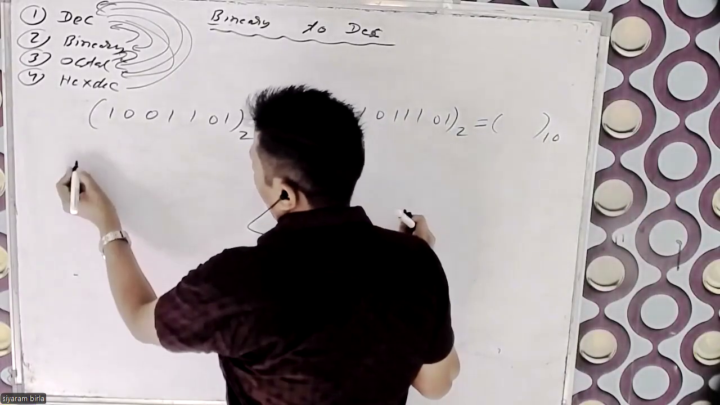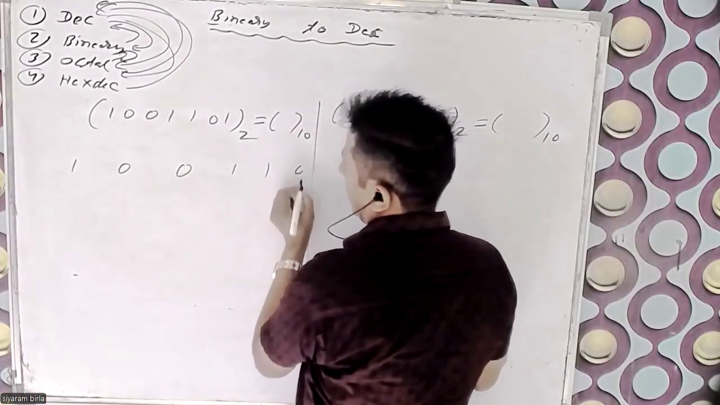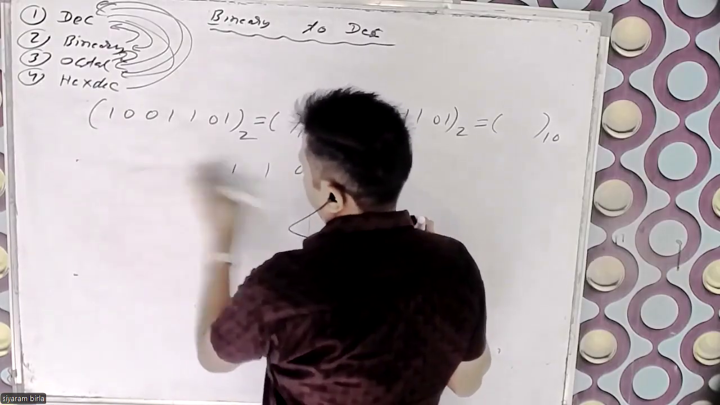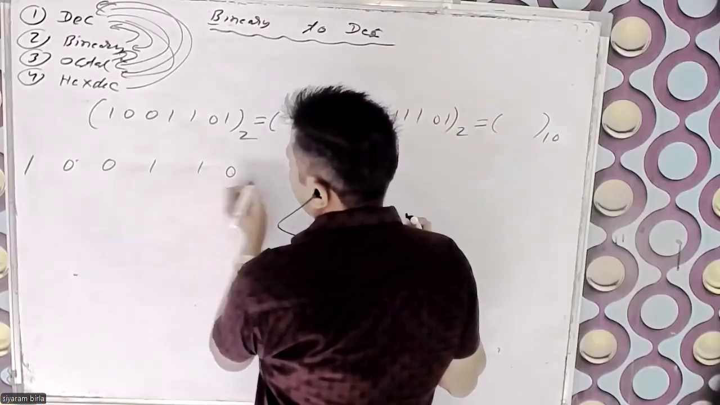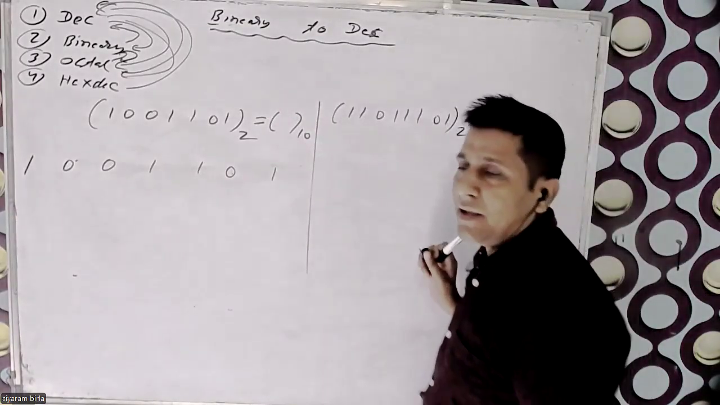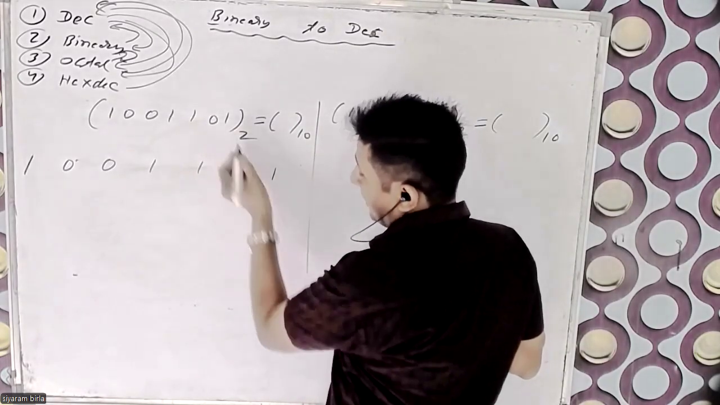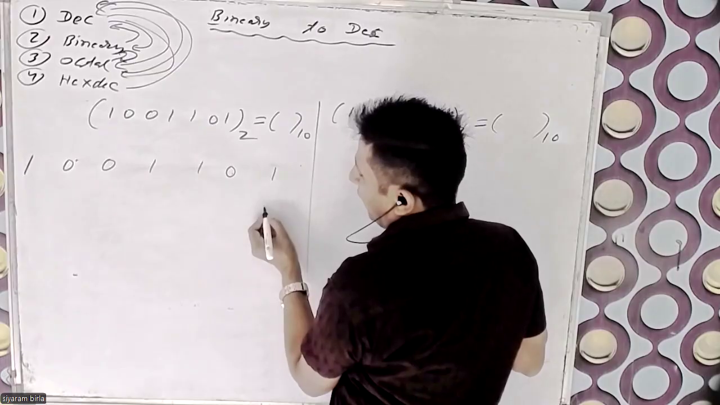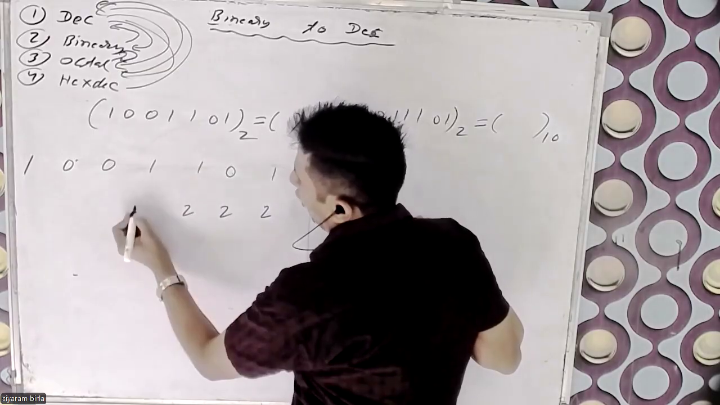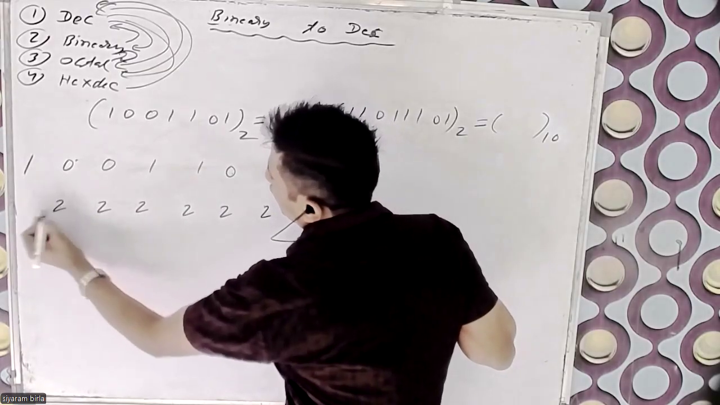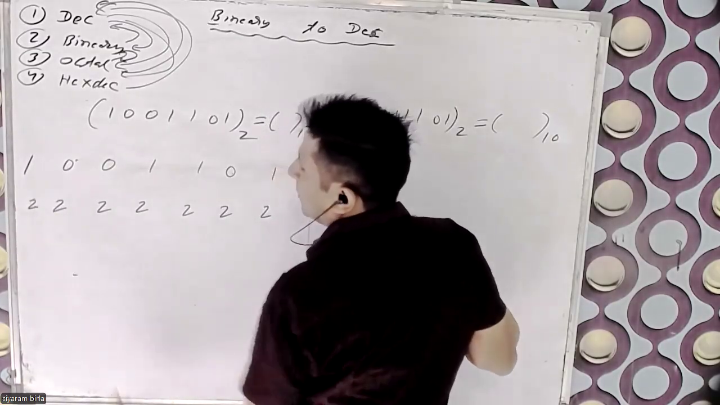So it is 1 0 0 1 1 0 1. Let me write it down. That is my binary, and I'm converting it into decimal. So the binary base is 2. Below every digit, I have written the 2. Below every digit, I have written the 2. So this is the 2.